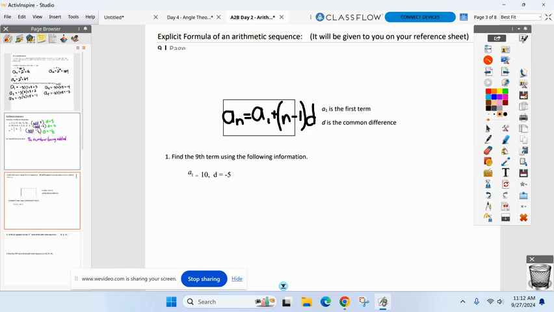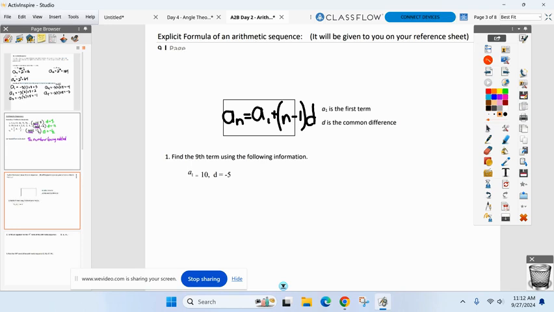Well, I got good news for you. You never have to memorize it. On the Regents in January, just like geometry and algebra 1, you're given a reference sheet. On that reference sheet is this formula for arithmetic sequences. I will give you this formula on a quiz or test, so there's no need to remember this.